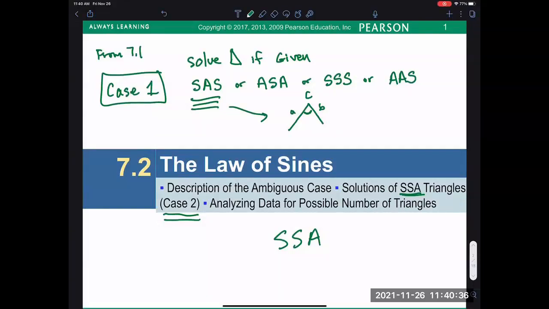But as long as C is less than 180 degrees, then you will always be able to make one and only one triangle by just connecting the other two sides, the ends of A and B together to make the third side C. And there would only be one way to do that. And so there's only one triangle that you can make when you're given side angle side with the information provided.